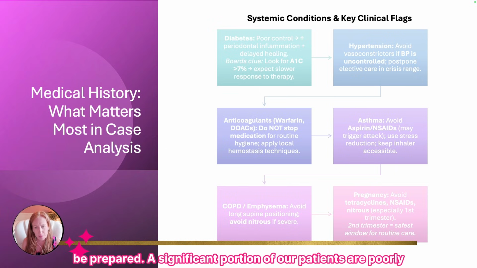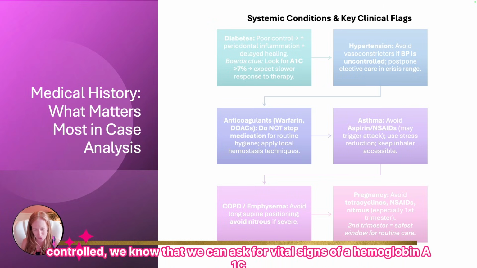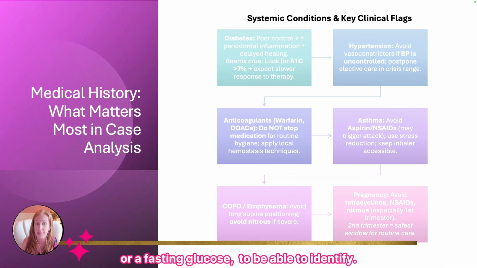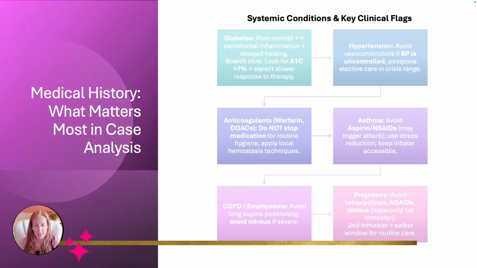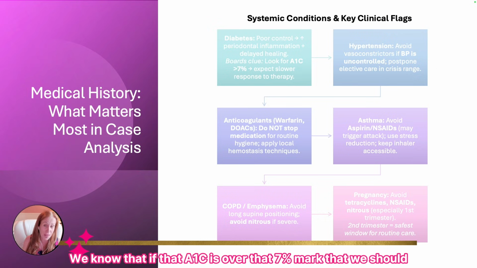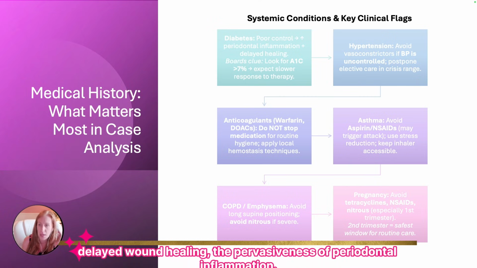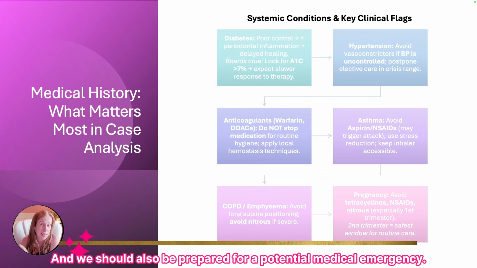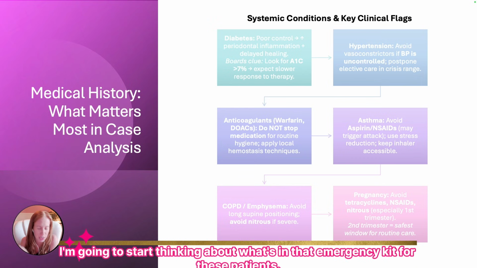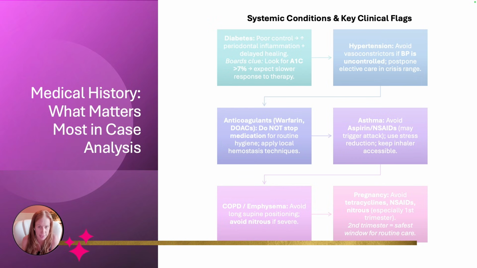Beginning with diabetes, be prepared. A significant portion of our patients are poorly controlled. We know that we can ask for vital signs of a hemoglobin A1C or a fasting glucose to be able to identify. We know that if that A1C is over that 7% mark, that we should anticipate a slower response to therapy, delayed wound healing, the pervasiveness of periodontal inflammation, and we should also be prepared for a potential medical emergency. Okay, start thinking about what's in that emergency kit for these patients.